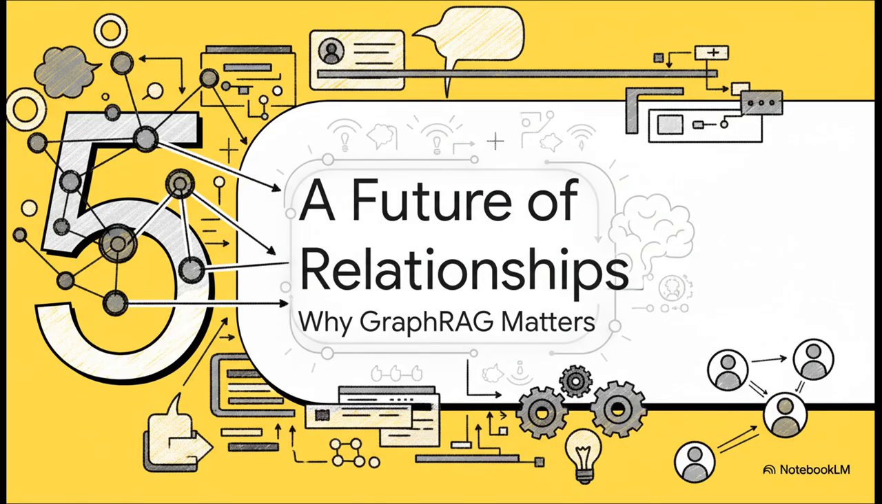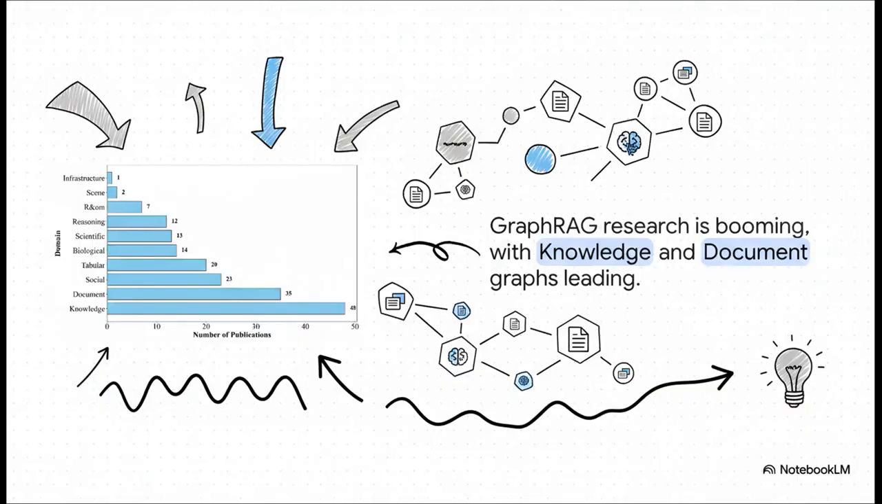So what does this future, a future built on relationships, actually look like? And look, this isn't some pie-in-the-sky idea. It is happening right now. This chart shows the number of research papers being published, and you can see that GraphRAG is just an exploding field. The number of publications is shooting up, especially in areas like knowledge graphs. That tells you there's huge momentum and real investment behind this idea.